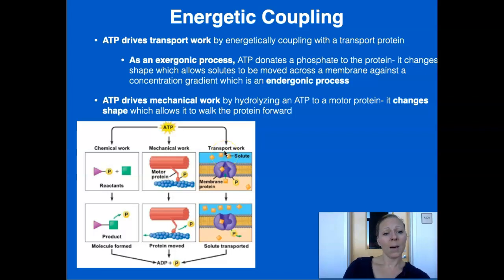And so ATP can drive transport work, but it can also drive mechanical work. And so here, the ATP is going to donate the phosphate group, negative 7 kilocals, which is going to allow the motor protein once again to change shape. And changing shape takes energy. And so it's the ATP that gives it its energy. And so this is energetic coupling. I hope that this helps, and I will see you in class.